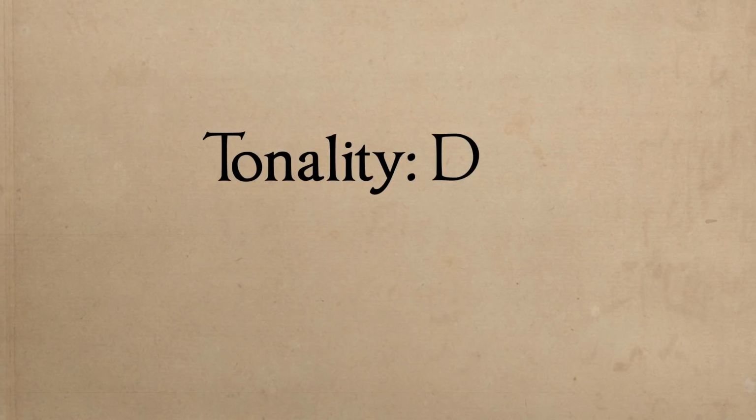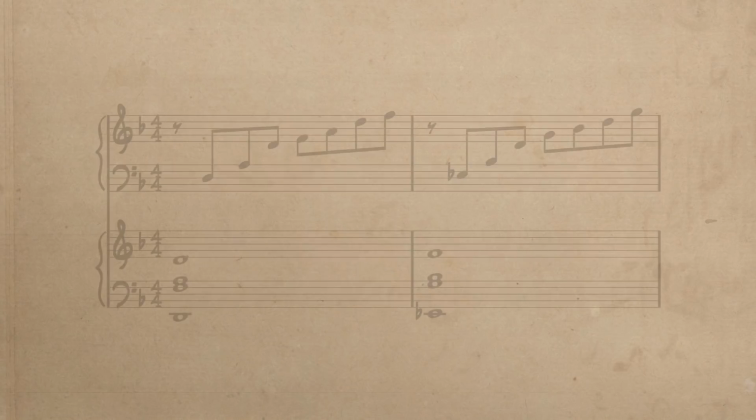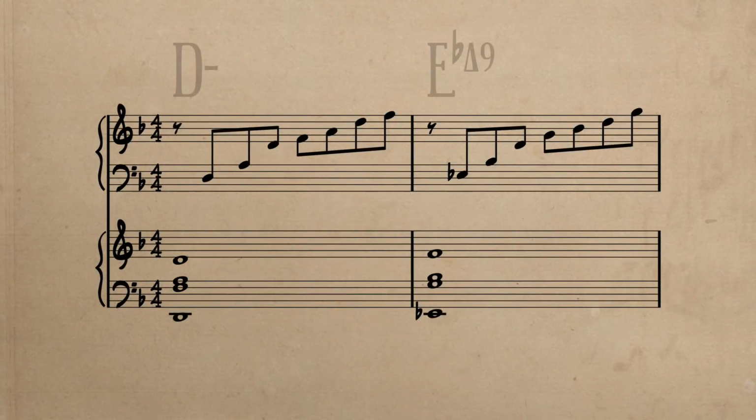The theme is set in the tonality of D, with its mode being minor. In the first four measures, we hear a repeating progression of D minor to E flat major 9, with each chord receiving a full measure's duration. D minor is the 1 chord, and E flat major is the chromatic flat 2 chord.